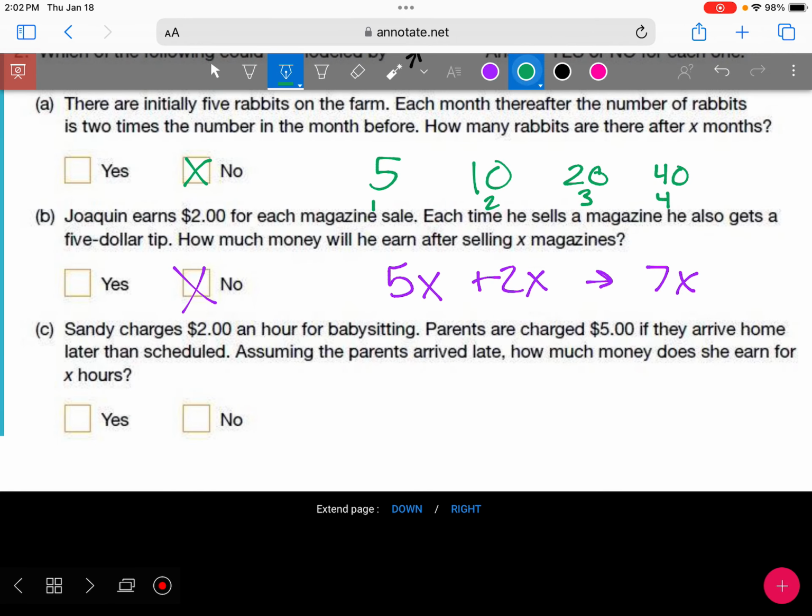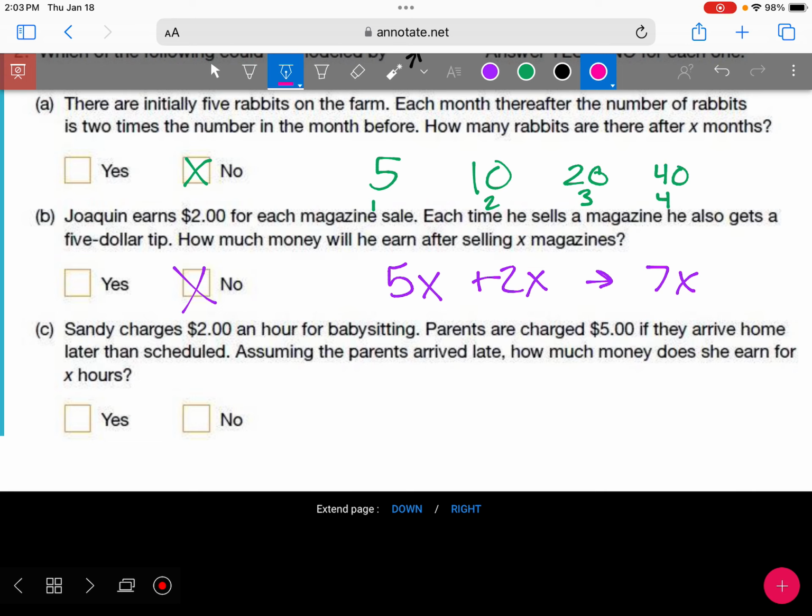How about C? We've got Sandy charging $2 an hour for babysitting. She is severely undercharging. I feel like they wrote that equation about 30 years ago. Because even I charged more than that when I was your guys' age. $2 an hour is nothing, unless she's 10.